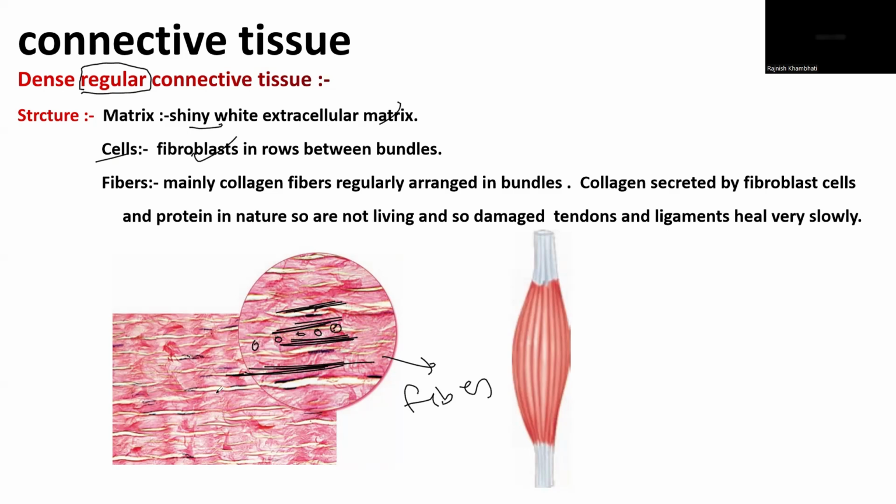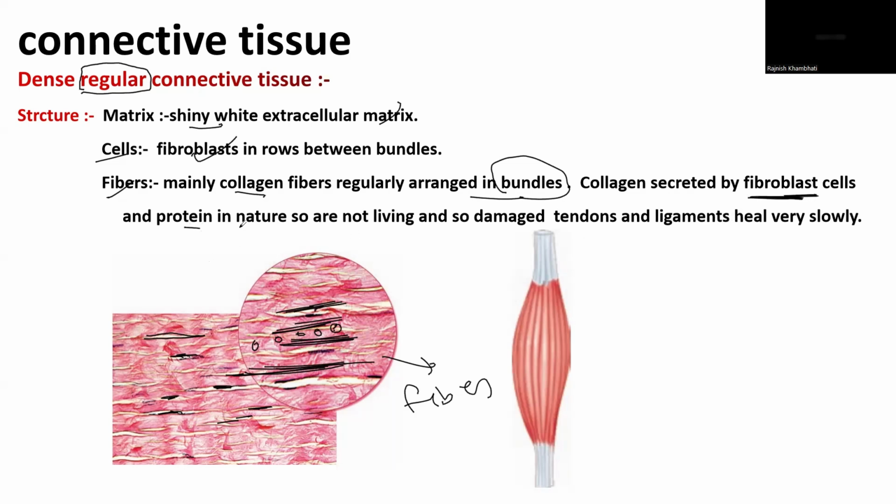What you see, this white structure, this is actually fibroblast. Here this is fibroblast, fibroblast, fibroblast, like that. So fibroblast is present in between, and the fibers are collagen fibers which are regularly arranged in bundles, because collagen fibers are always in bundles. Collagen fibers are secreted by fibroblast cells. Fibroblast cells secrete the protein collagen, and collagen protein makes the collagen fiber.